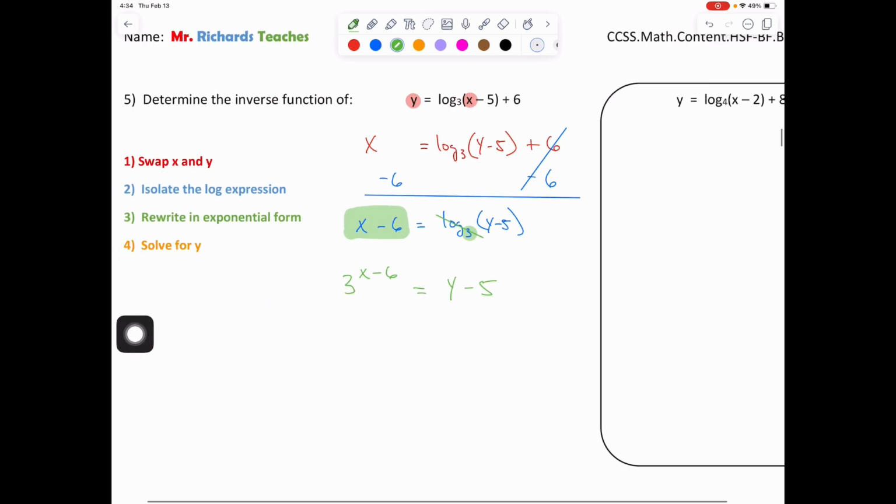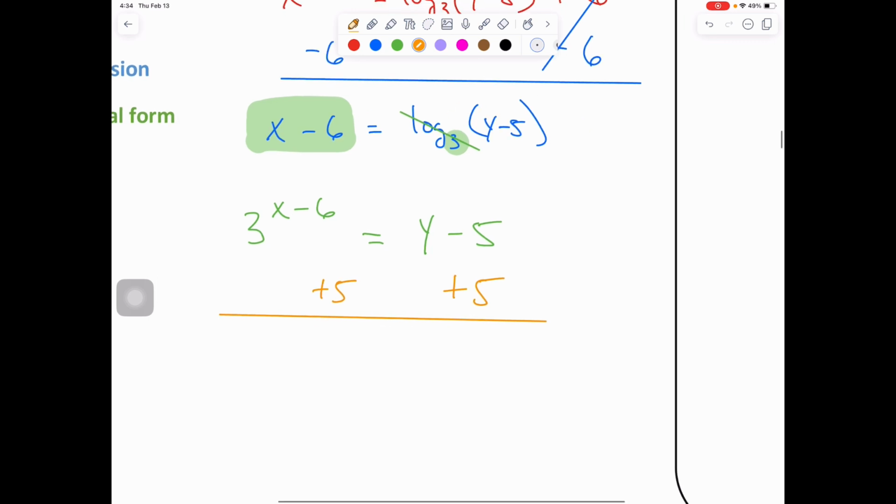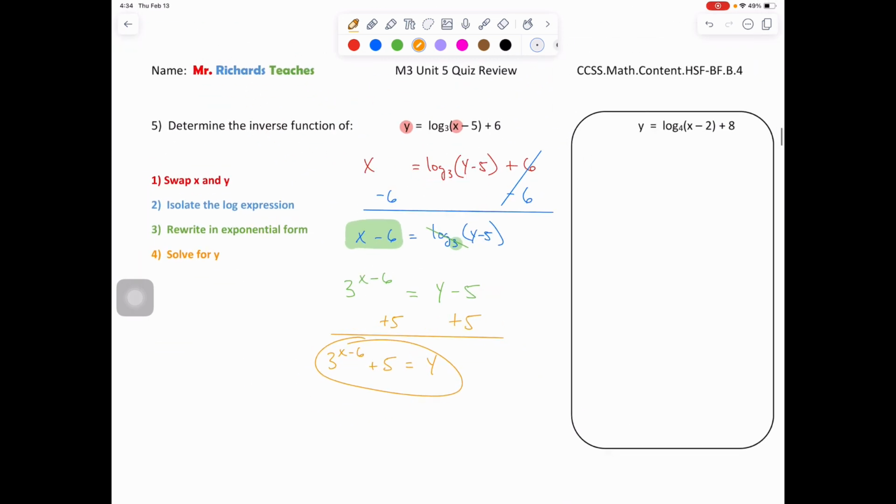And then for our last step in 4, we just need to solve for y. What's hanging out on the same side as y? Yes, it's minus 5, and what shall we do? We will add 5, not just to one side, but to both sides, and simply write our answer as 3 to the x minus 6 plus 5 equals y. Go ahead and circle your answer. Now, if you'd like to try the practice, please pause the video and do so.